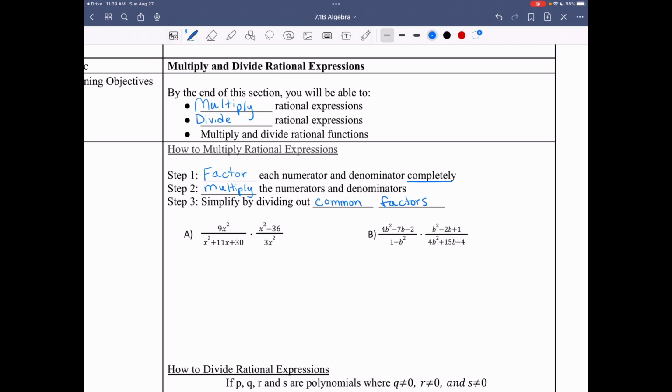So let's look at example A, and then we'll work on example B in our groups. Noticing that in example B, there is something that may need to be changed into its opposite after you do difference of squares. All right, let's look at A.